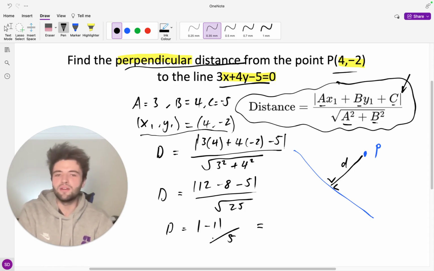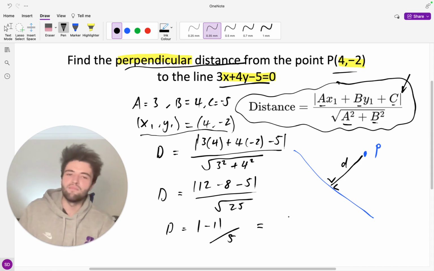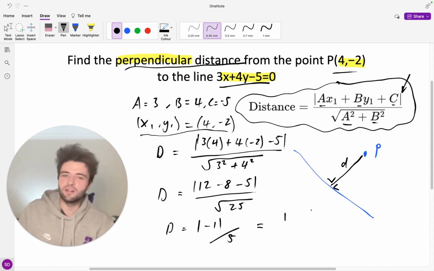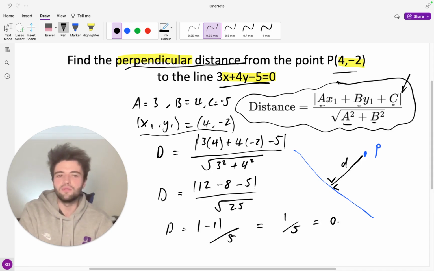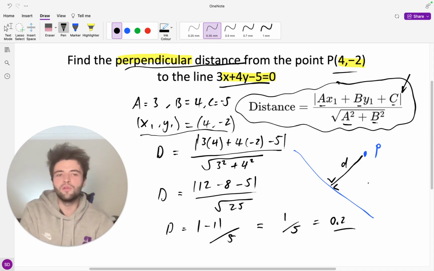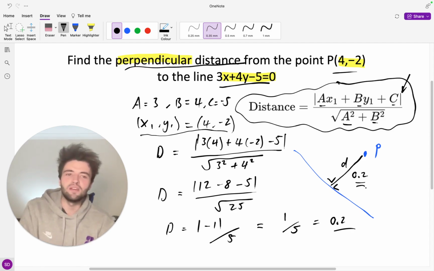Our final step is to convert this -1 into its absolute value, which is just 1. If it's a negative inside the absolute value, it becomes positive. And this is over 5, so we have 1 over 5. In decimal form, this is equal to 0.2. So the distance between this point and this line is 0.2, and that represents the length of the black line here. The length of this line D is 0.2, as drawn on the right. And so that is it for this question.